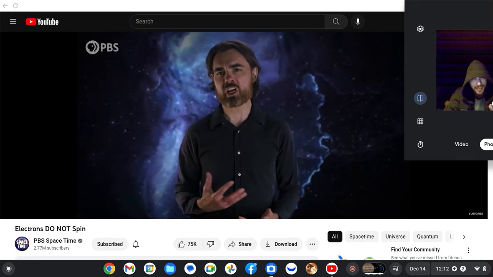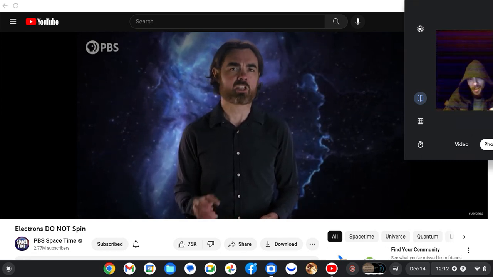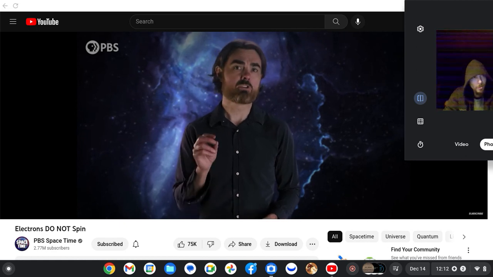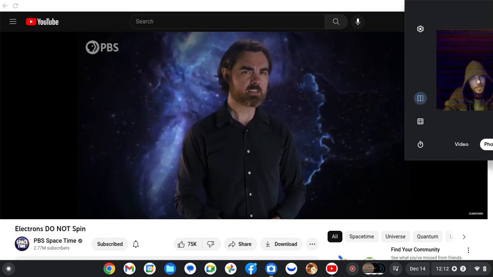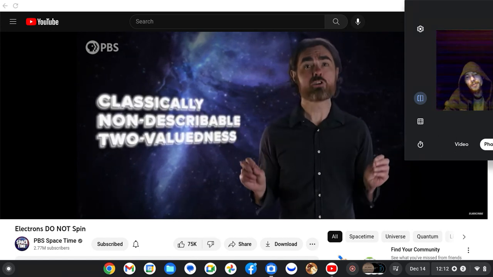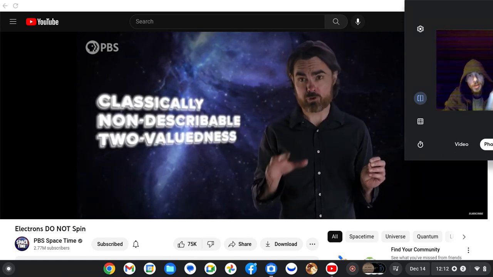Pauli rejected the idea of associating such a classical property, rotation, to the electron. Instead, he insisted on calling it a non-describable two-valuedness.